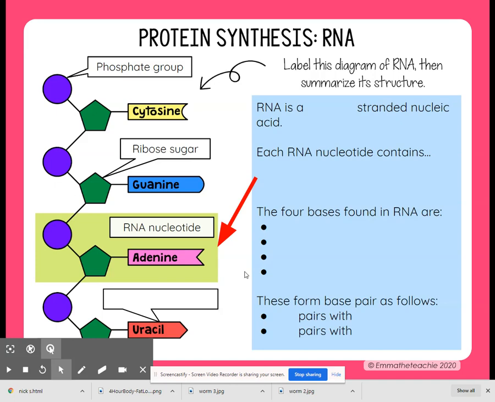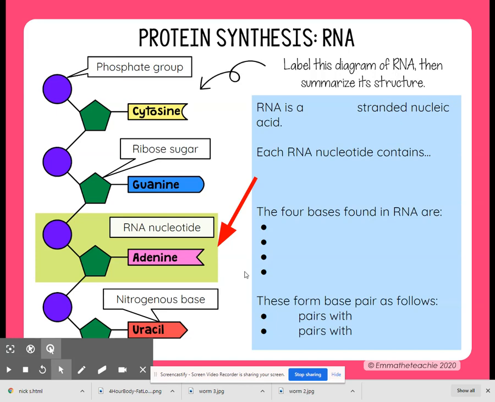And then at the bottom, it's pointing to uracil. That's going to be the different nitrogen base. You can see the cytosine, guanine, and adenine are the same as they are for DNA, but uracil is different in RNA. All right, so now let's go to the blue box and fill in this first sentence here.